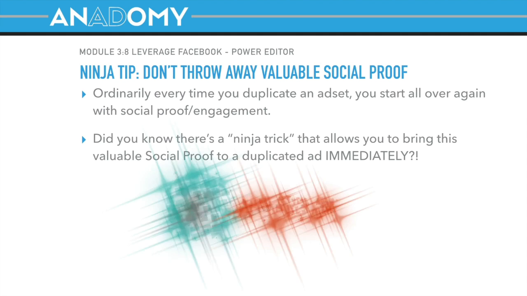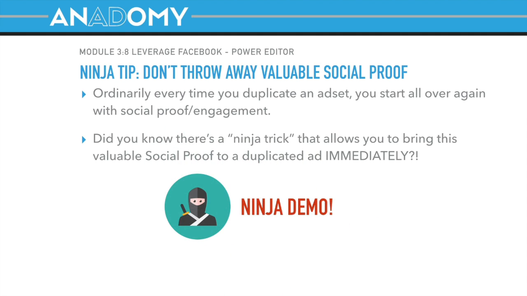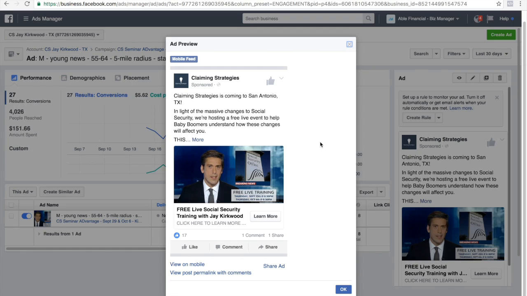So what I want to do is share with you live a ninja demo. In the ninja demo, I'm going to show you how you can basically steal all the social proof from one ad, and when you duplicate an identical ad set, bring all that social proof along with it. Alright, so as you can see, we're inside of Ads Manager and I've clicked on a preview to show you the ad that we're going to duplicate.